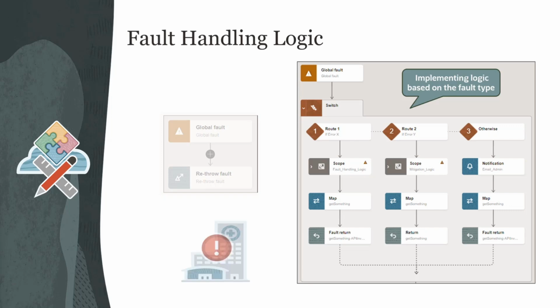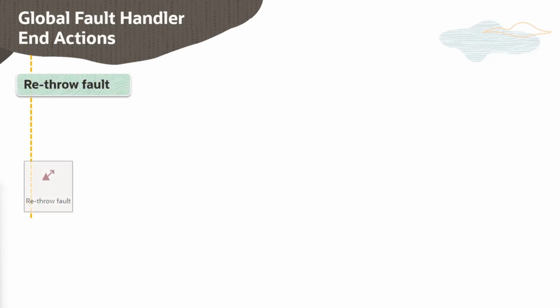In this example, regardless of what type of error had occurred, this integration will never send an error to the error hospital because all faults have been handled. Which leads me to discussing the end action options and their behavior within the global fault handler, since you can't go back to the main flow. Let's take a closer look, starting with the rethrow fault action.